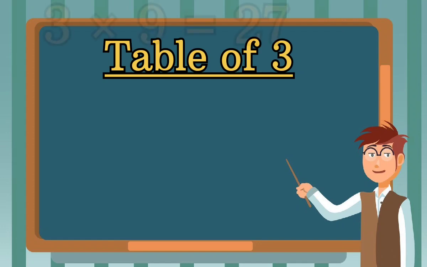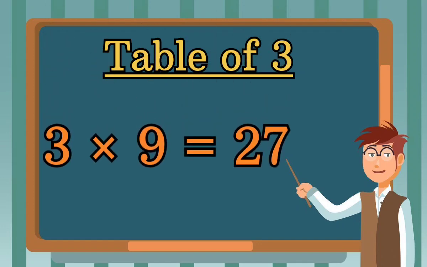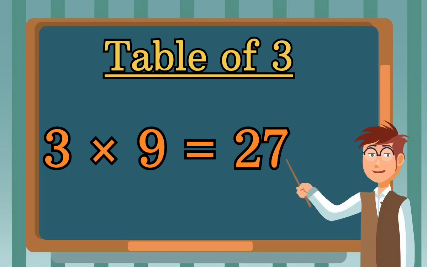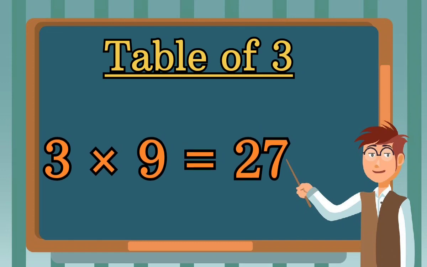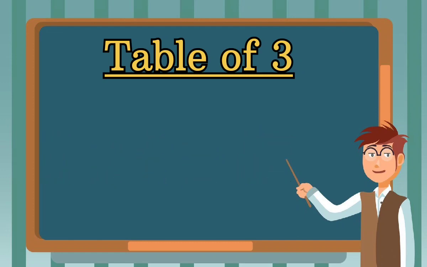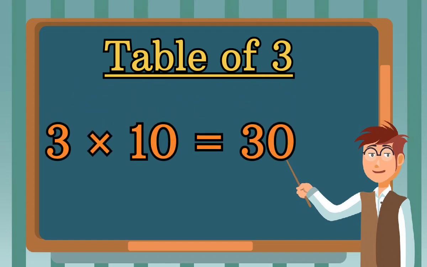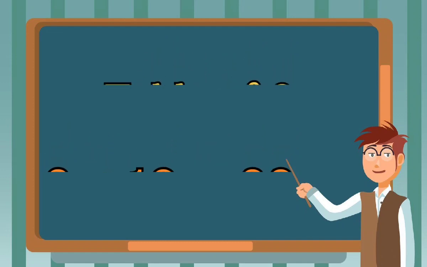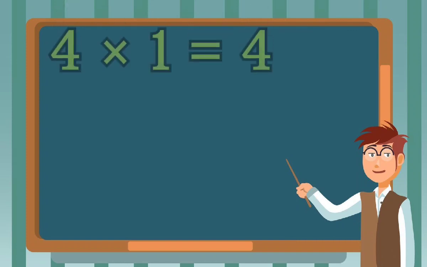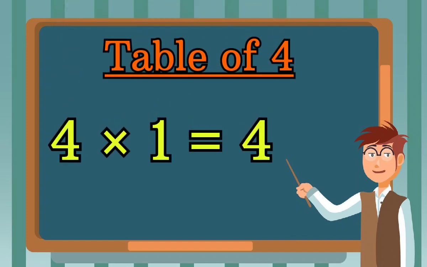3 nines are 27. 3 tens are 30. Table of 4. 4 ones are 4.